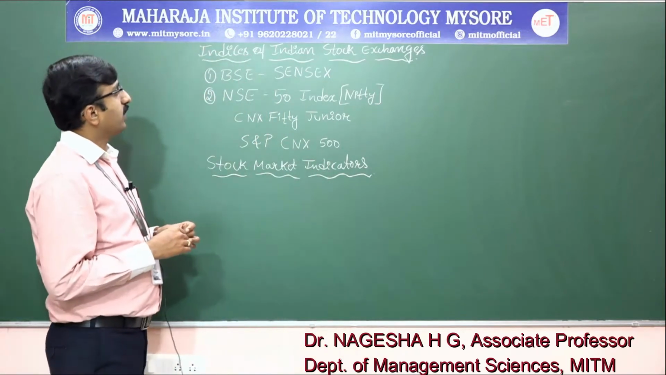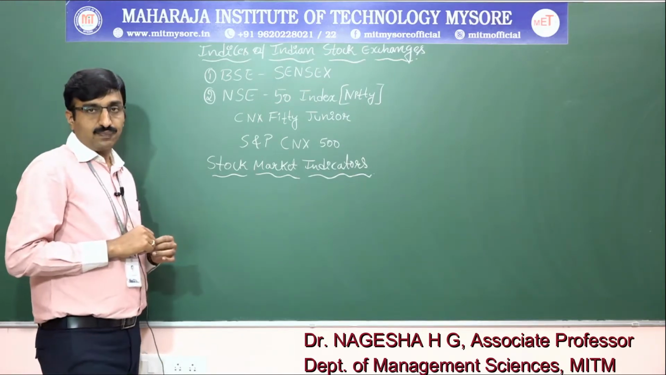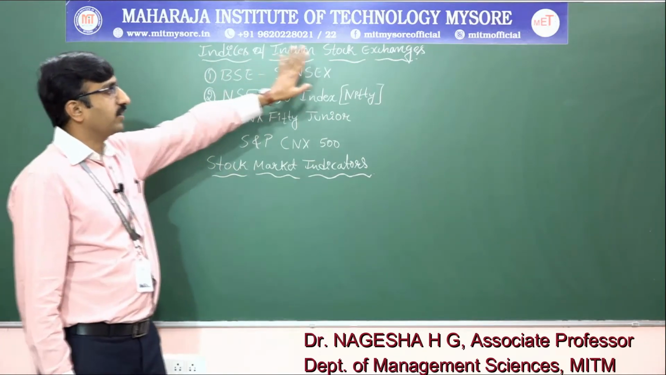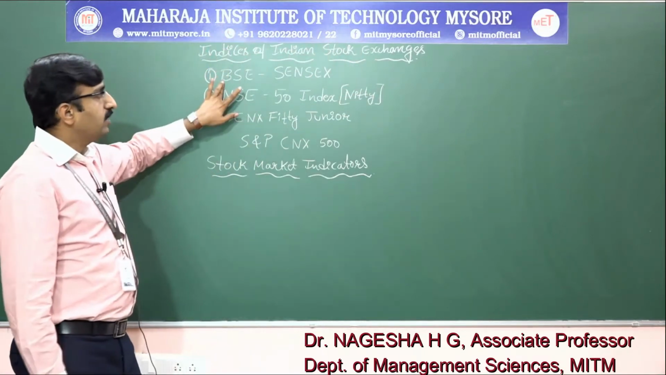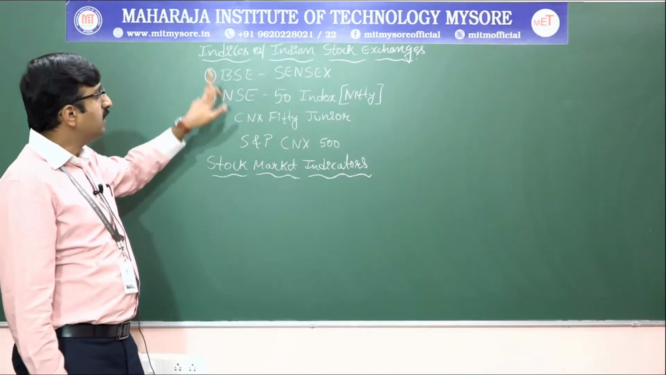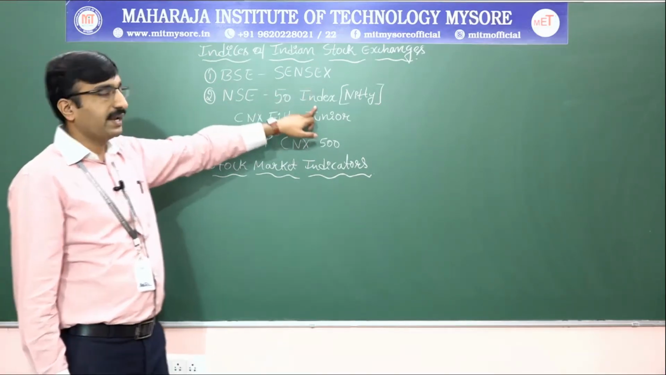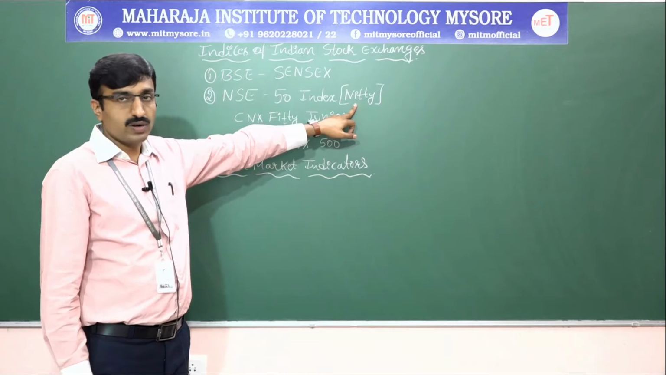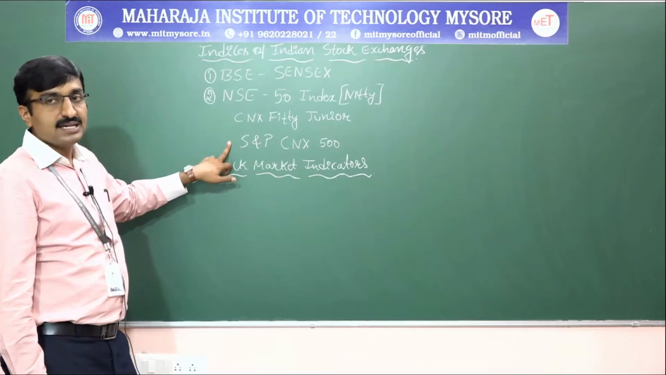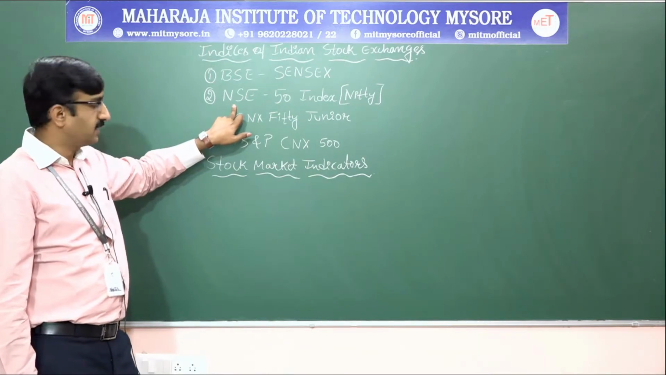In the Indian Stock Exchange we have two types of indices, which we have already discussed. The indices of Indian Stock Exchanges are namely the BSE Sensex, Bombay Stock Exchange Sensitive Index, and the NSE 50 Index, the National Stock Exchange 50 Index, which we call Nifty. In that we have CNX 50 Junior and S&P CNX 500. So, we have sub kinds of the NSE 50 index.